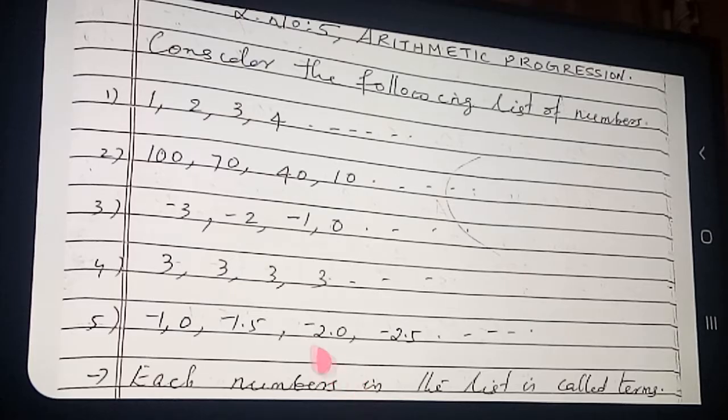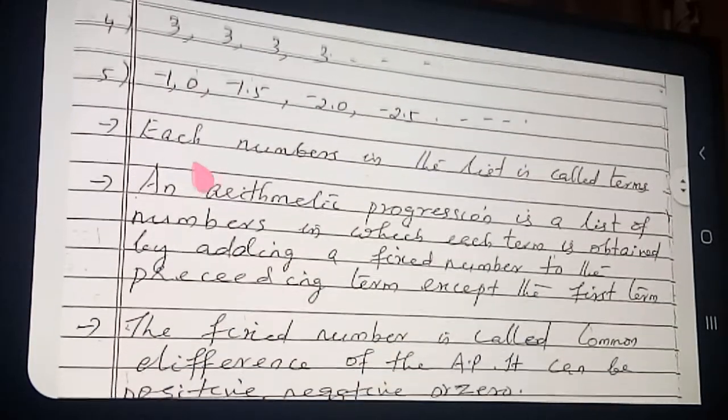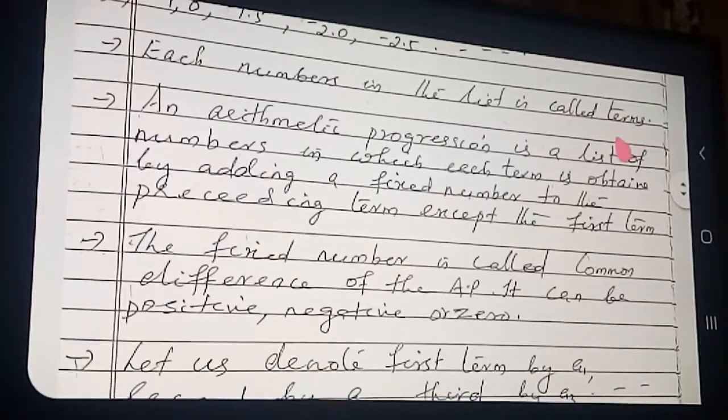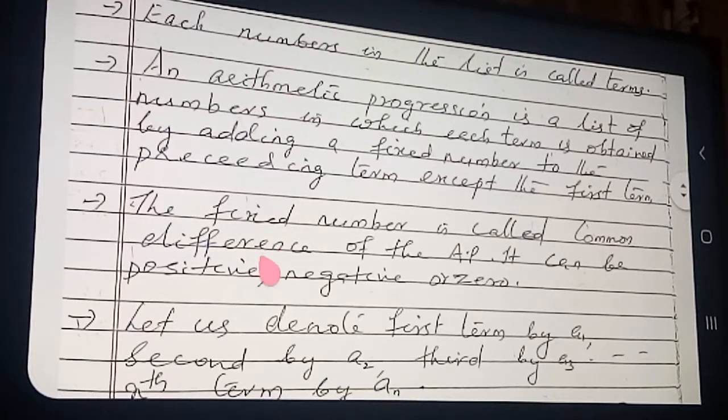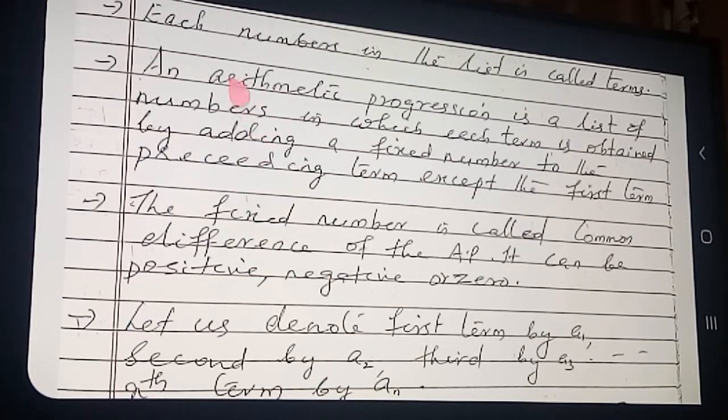See here. Each number in the list is called a term, which I already told you. And now this sequence is what we call an arithmetic progression. How do we think of arithmetic progression? It is written here. How those sequences were obtained, I already told you: some numbers added or some numbers subtracted. An arithmetic progression is a list of numbers in which each term is obtained by adding a fixed number to the preceding term, except the first term.